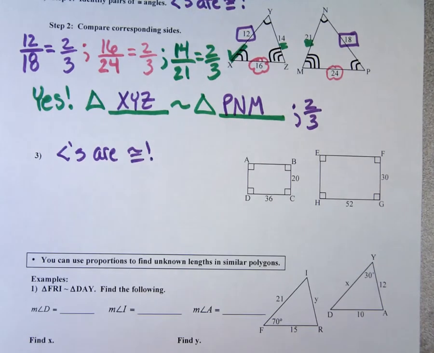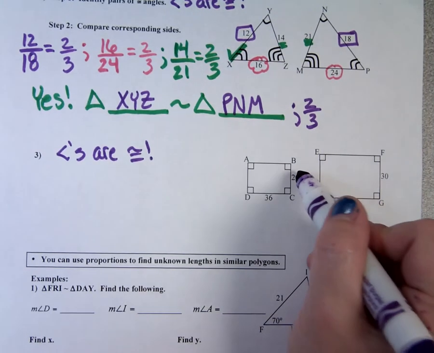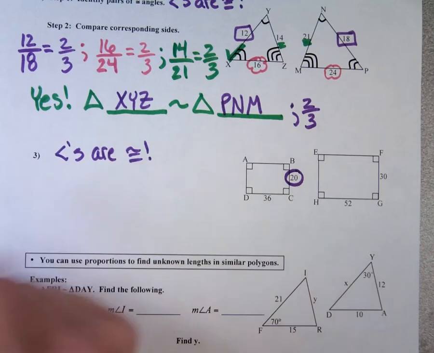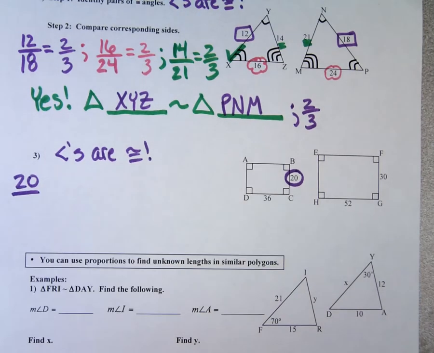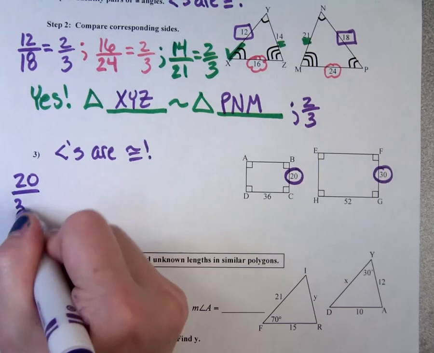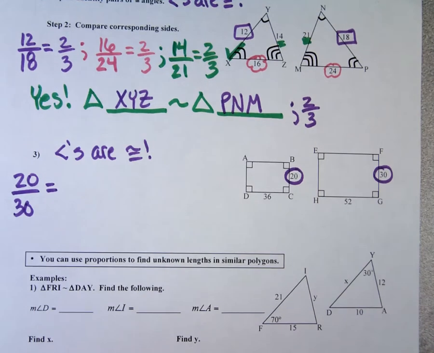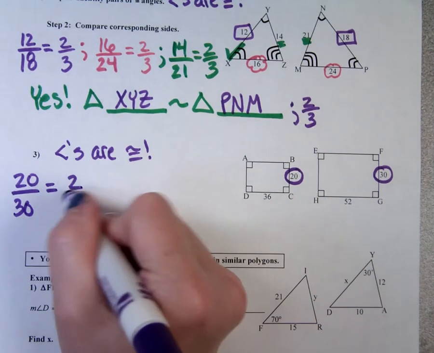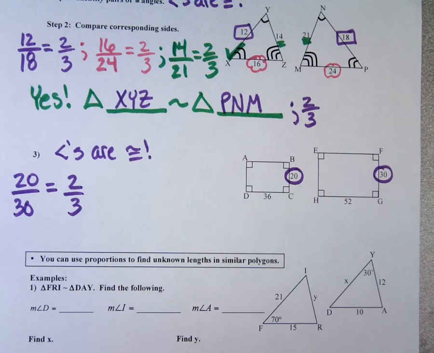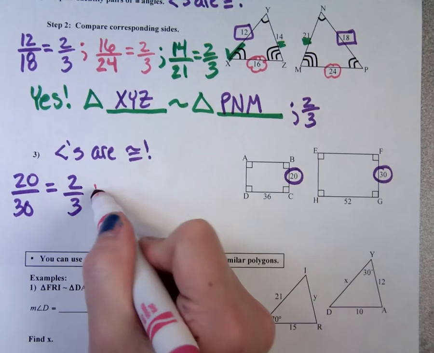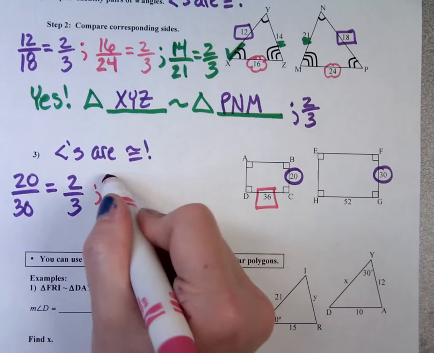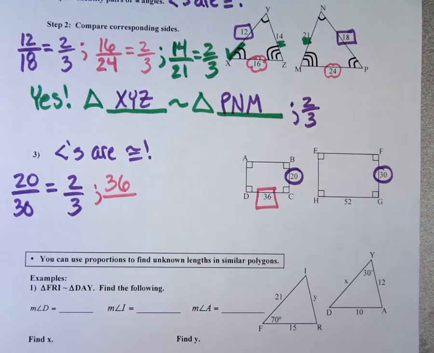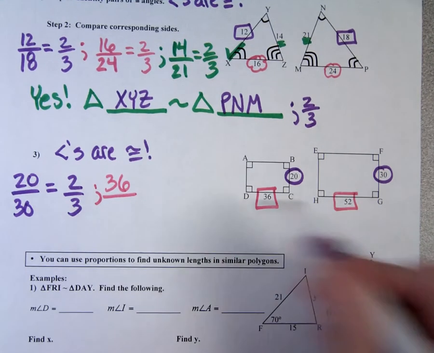Okay, now I have to see if my sides are proportional. So I'm going to start with the 20, and what would I compare the 20 with? The 30. What do you get if you reduce that fraction? 2/3. Okay, now let's compare the other two sides. So now I would compare the 36 with which one? The 52.